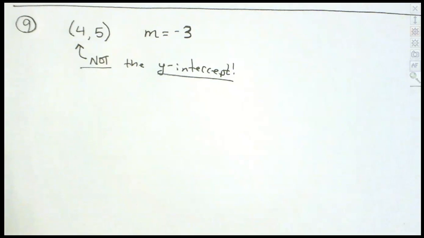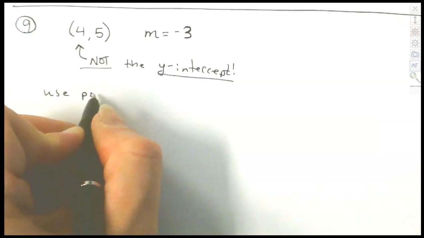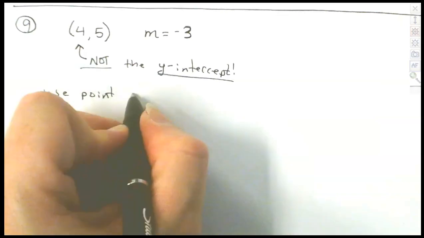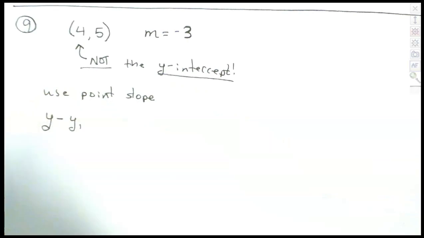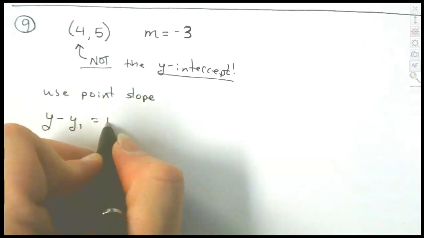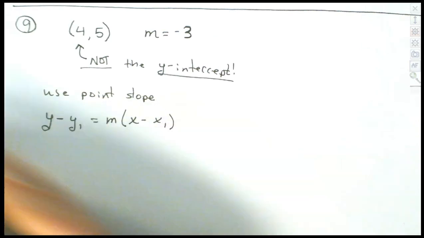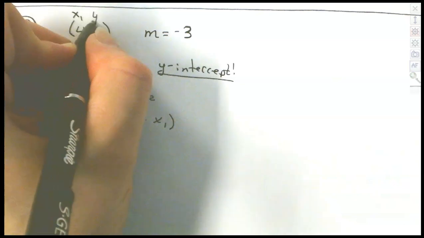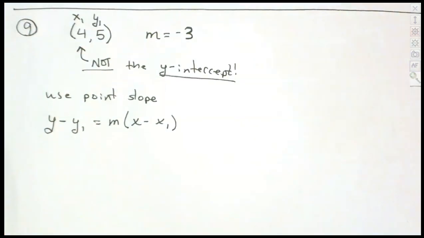Why? Because we have a point and we have a slope. So we're going to use point slope, and that is y minus y1 equals m times x minus x1. And there's your x1, and there's your y1. So we've got everything that we need. We're going to plug our values in.